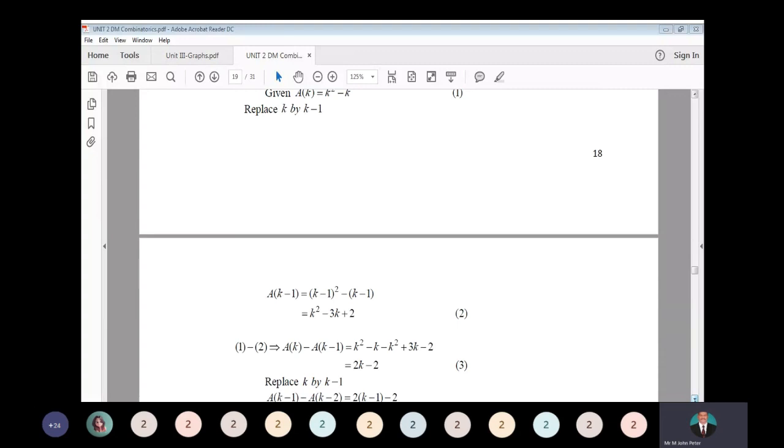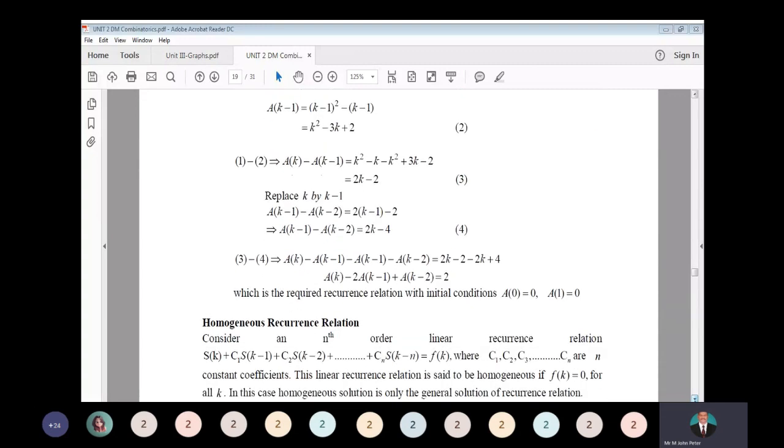That means (k minus 1) is expanded as (a minus b) whole square, and the second term is multiplied with the minus. That simplifies, you will get k square minus 3k plus 2. And 1 minus 2 subtracted, you will get a of k minus 1 equal to k square minus k for the first term. Next, minus k square plus 3k minus 2. That simplifies, you will get 2k minus 2.